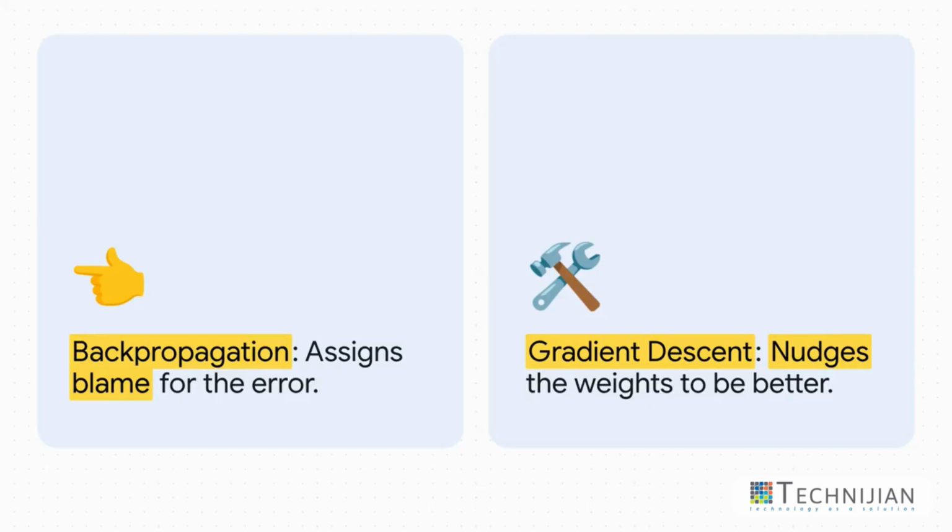And it does this with a really cool two-step dance that just repeats over and over. First, there's a process called backpropagation. Its job is to go backwards through the whole network and figure out which of those little dials, which weights, were most responsible for the mistake. It literally assigns the blame. Then, once it knows who to blame, another process called gradient descent comes in and just nudges those dials, those weights, just a tiny, tiny bit in the right direction. The idea is next time the error will be a little smaller.